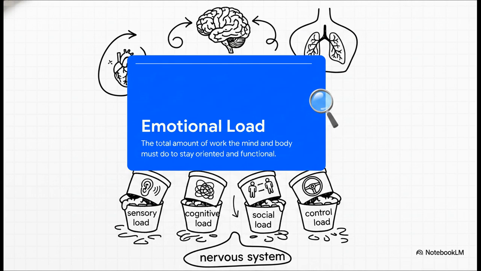So let's define this clearly. Emotional load is the total amount of work your mind and body absolutely must do to stay oriented, safe, and functional while you're experiencing emotions. And here's the kicker. It is cumulative. It's not just one bucket of stress. It's sensory load, cognitive load, social load, and control load, all piling up together on your nervous system at once.